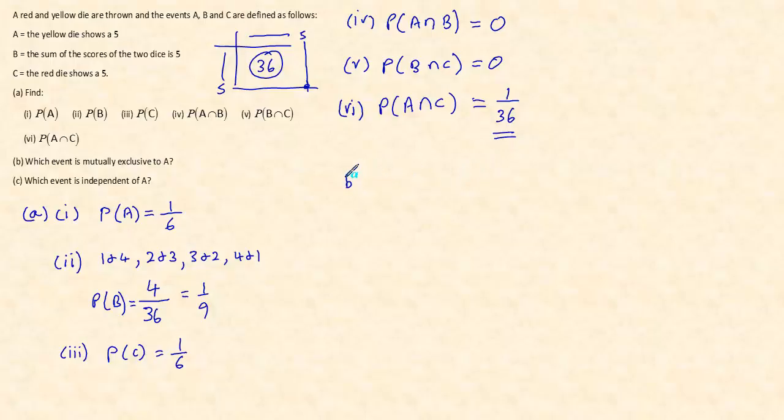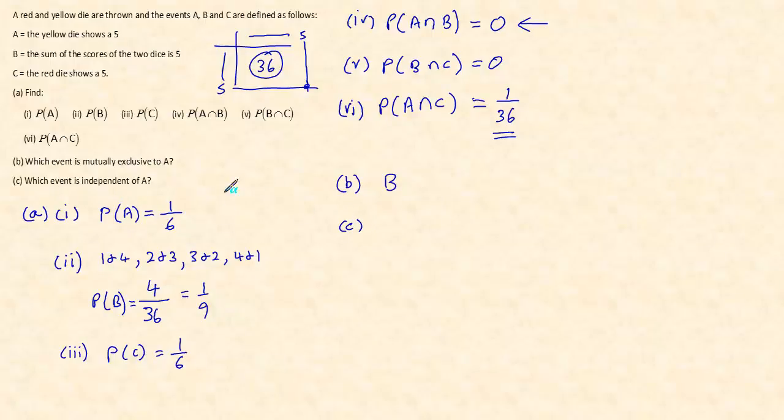Now if we look at part B, which event is mutually exclusive to A? Well, we get the answer from here. So B would be mutually exclusive. If we get a 5 on this die, we can't possibly get a total of 5.